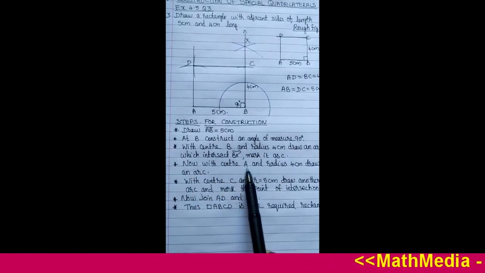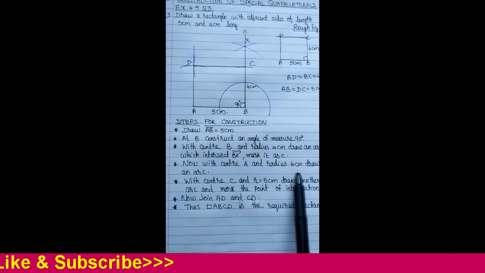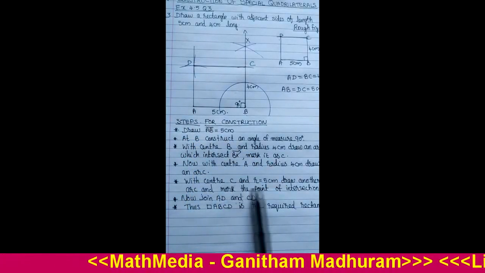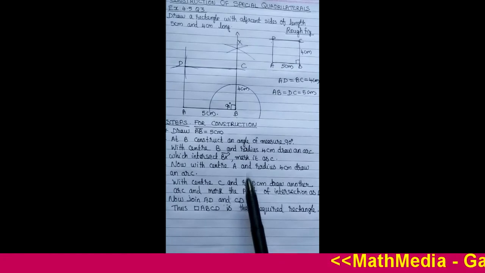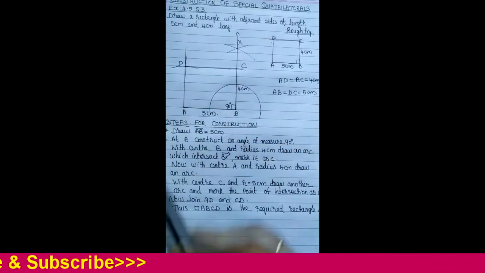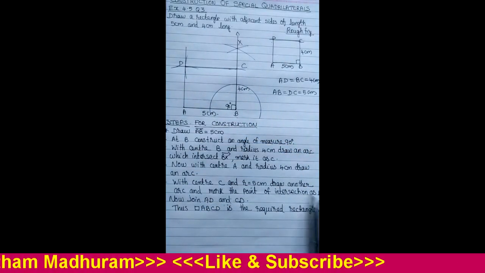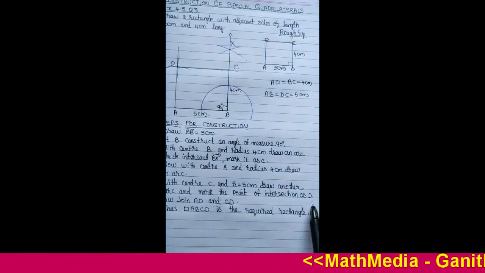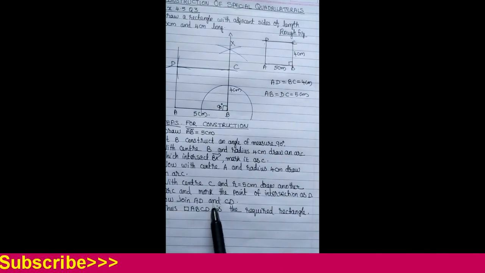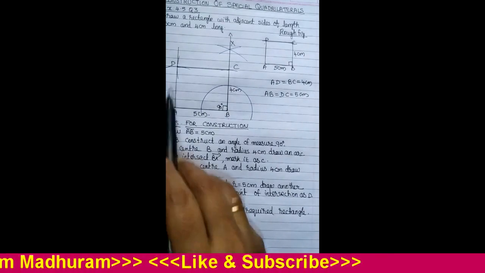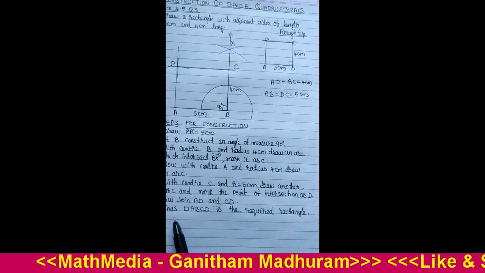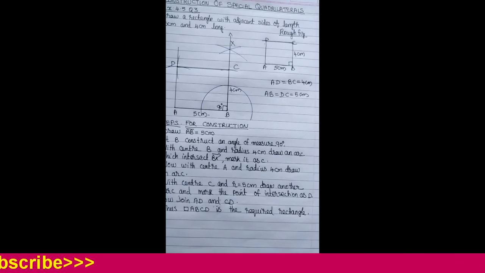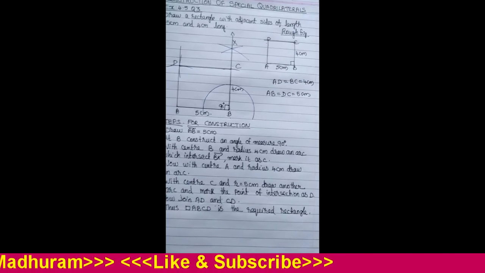Now with the center A and radius equal to 4 cm, draw an arc. With the center C and radius equal to 5 cm, draw another arc. Mark the point of intersection of the arcs as the point D. Now join AD and CD. Thus quadrilateral ABCD is the required rectangle. These are the steps for construction.